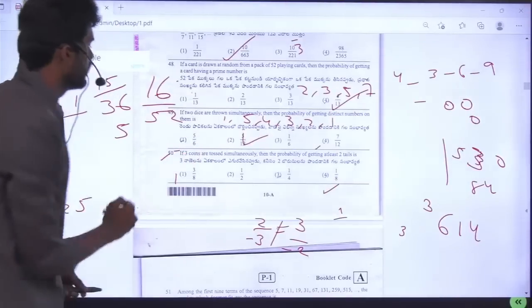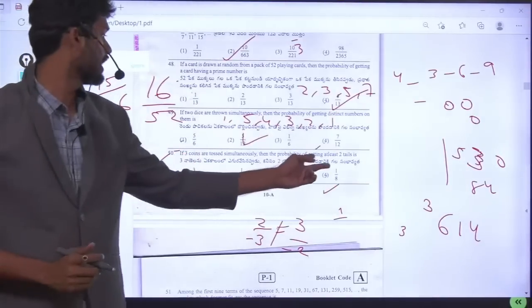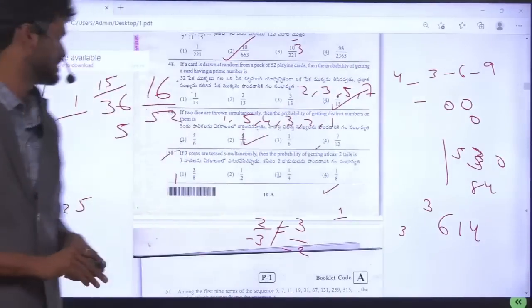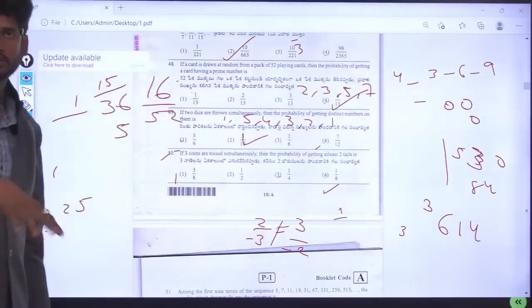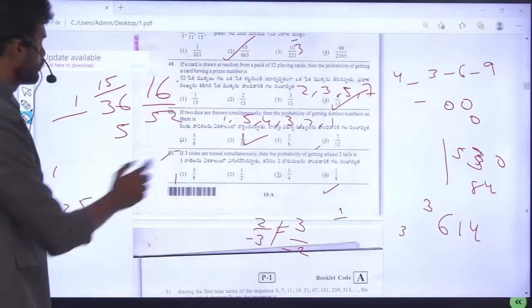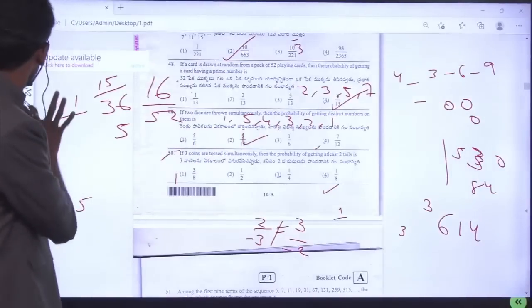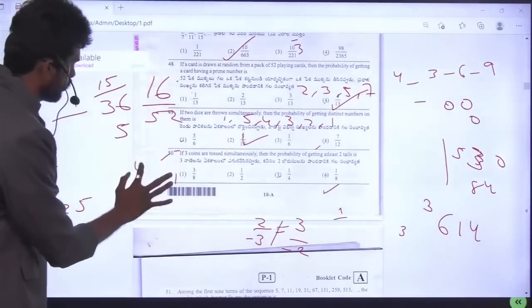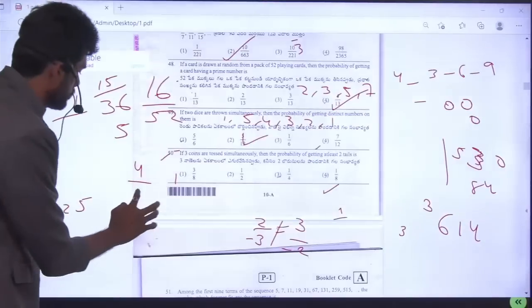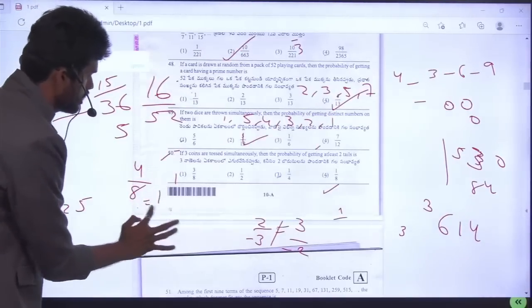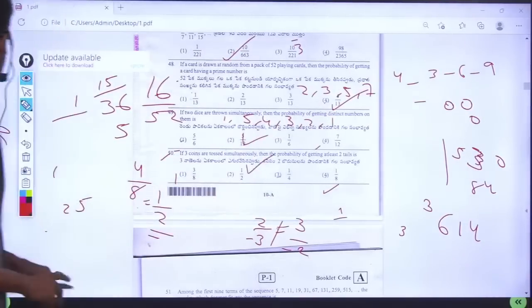నెక్స్ట్ if 3 coins are tossed simultaneously then the probability of getting at least 2 tails అన్నారు. at least 2 tails అంటే 2 tails రావచ్చు, 3 tails రావచ్చు. 2 tails వస్తే 3 ఉంటాయి, 3 tails వస్తే 1 ఉంటుంది, టోటల్ 4 అయ్యాయి. 3 coins కాబట్టి 2 క్యూబ్ అంటే 8, 4/8 అంటే 1/2, ఆన్సర్ 2 కరెక్ట్.